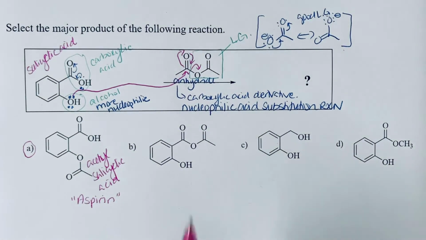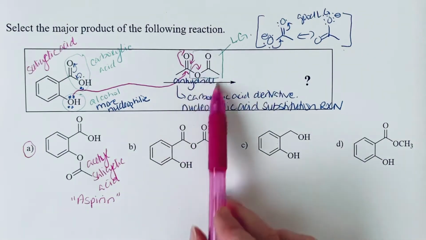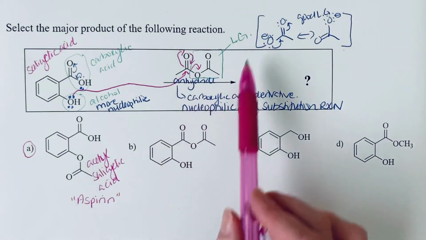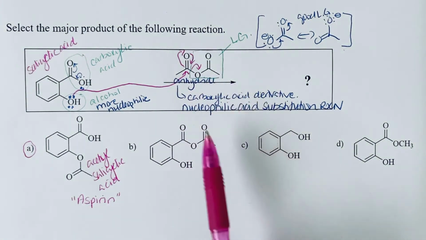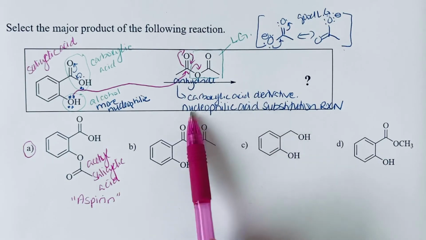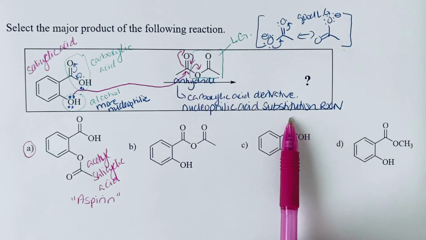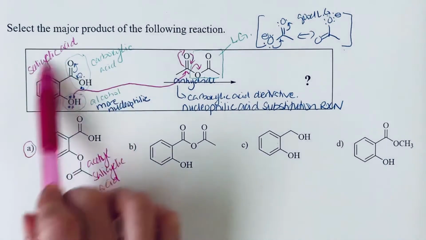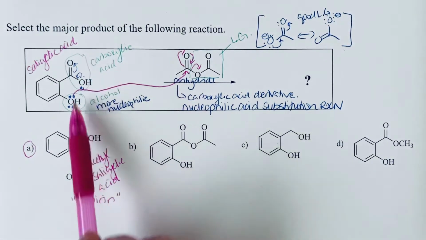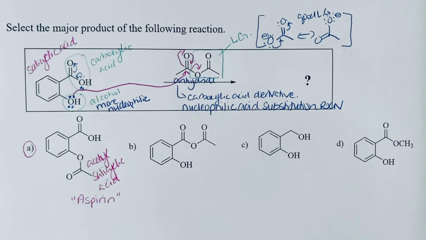So the way that we went through and solved this, we saw that we had an anhydride, which is a carboxylic acid derivative. We identified the leaving group, and then we know it's going to undergo a substitution. So the leaving group is what gets substituted, and then we wanted to look at our starting material and determine where our more nucleophilic site was that would do that substitution.